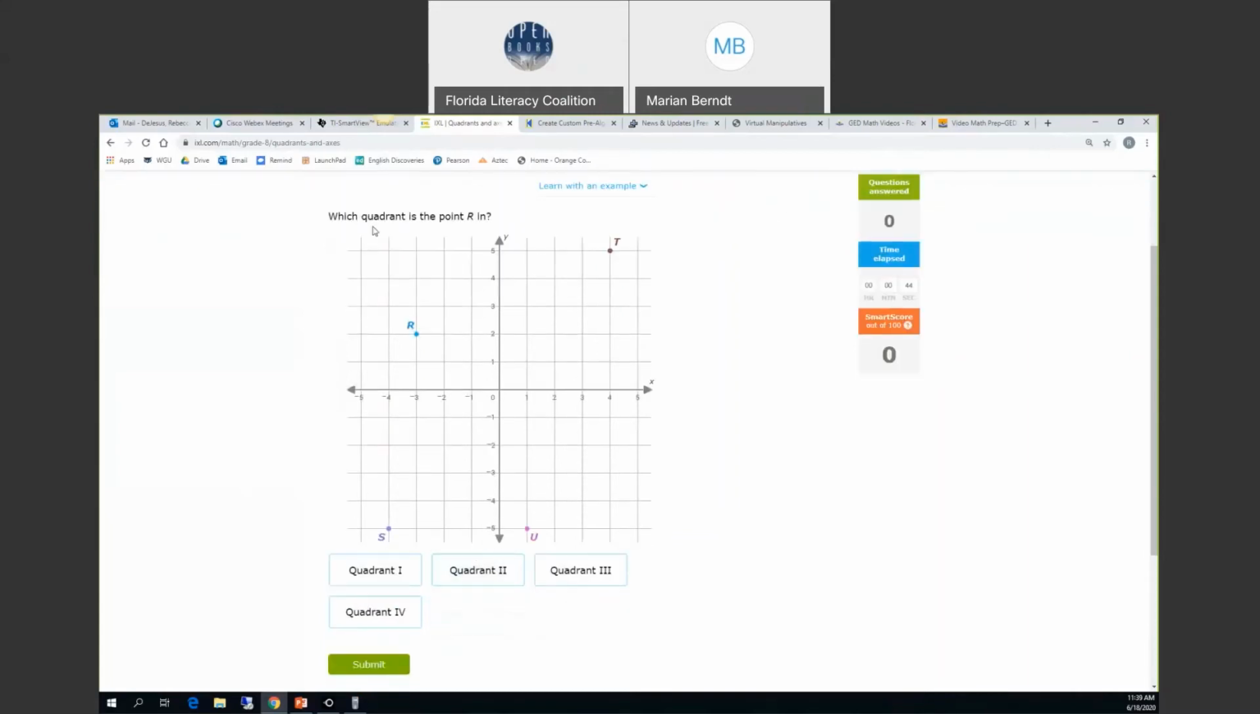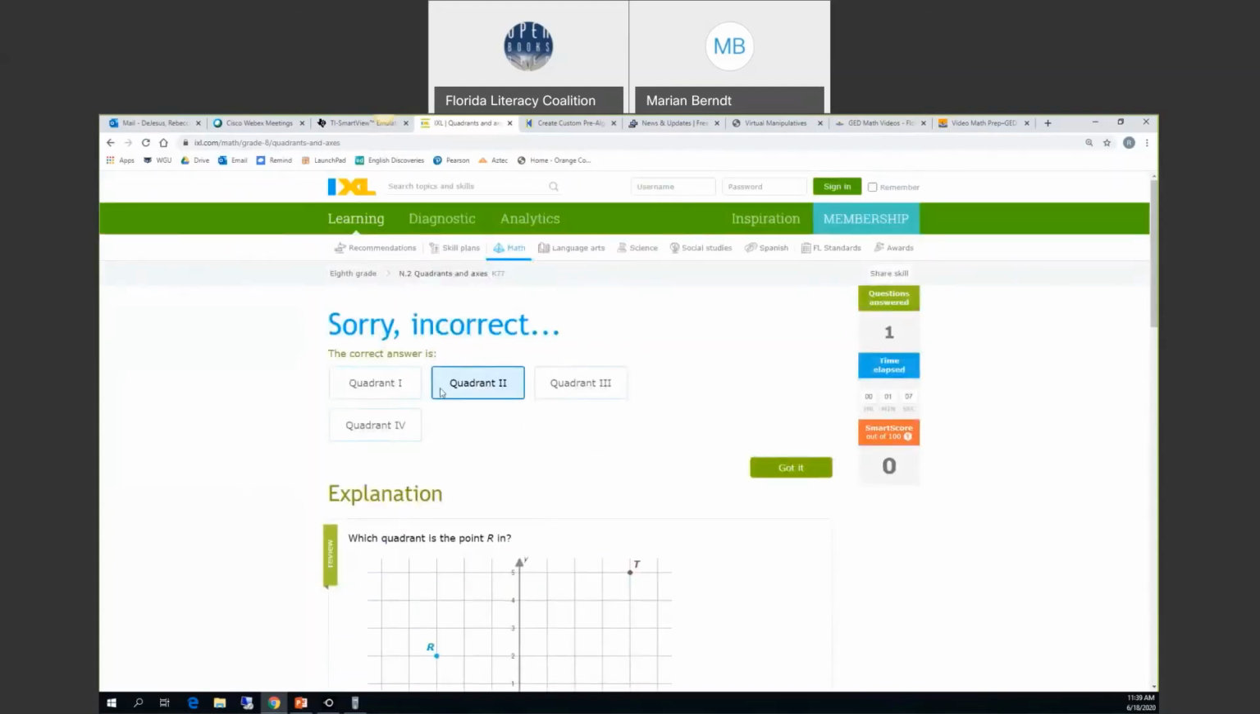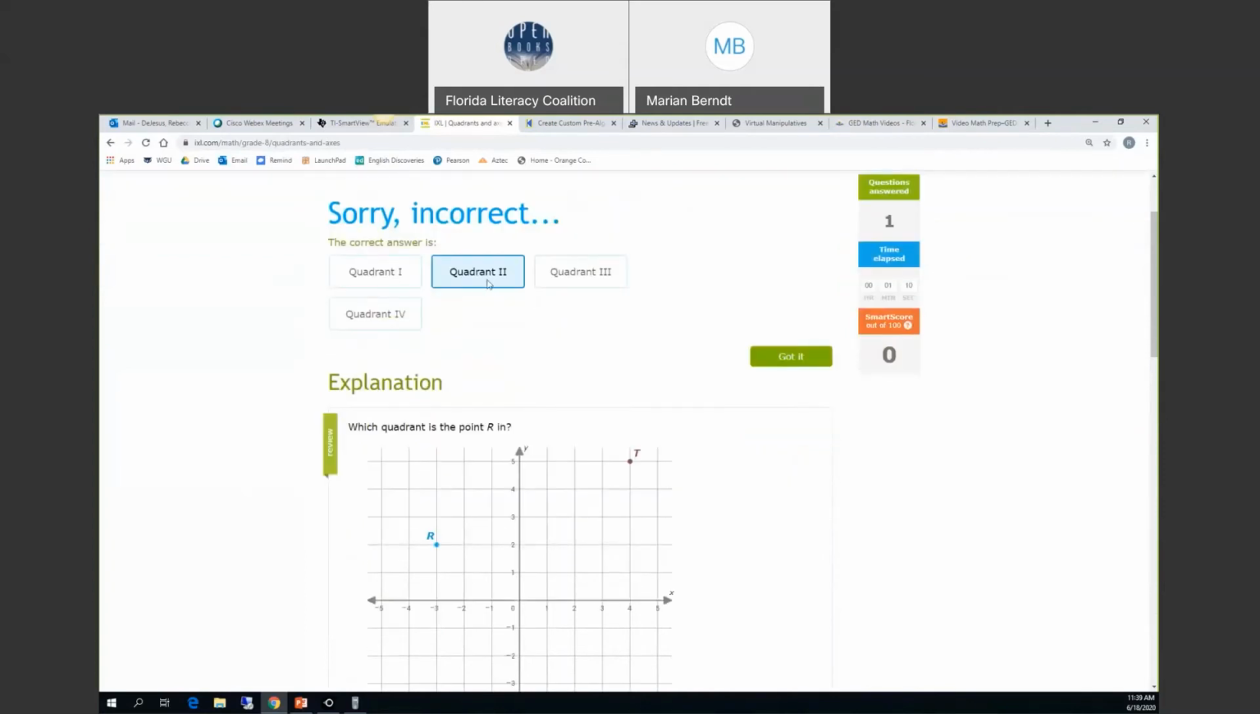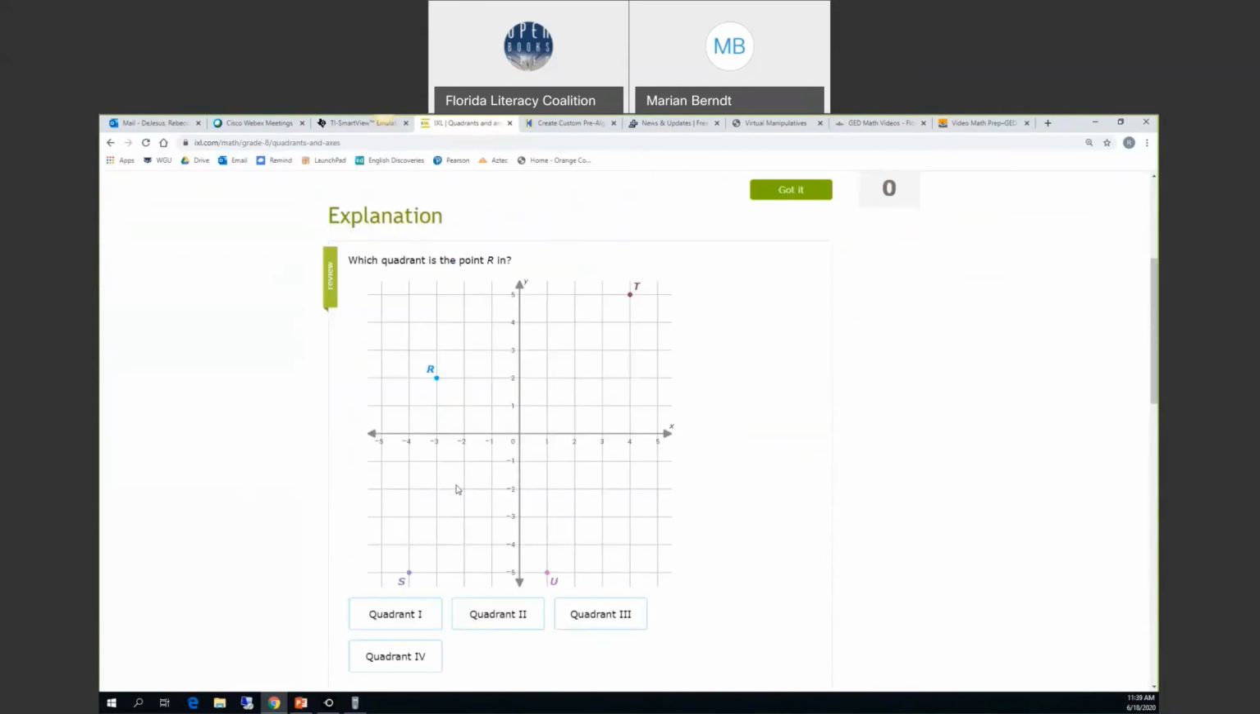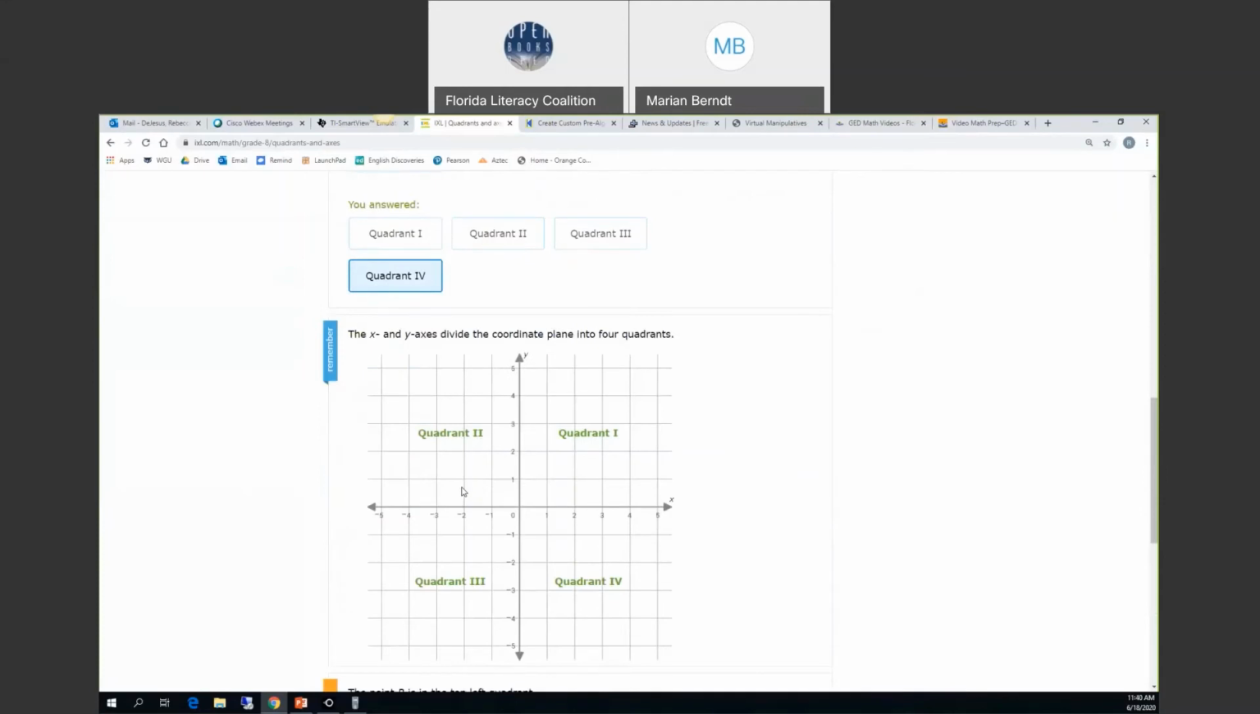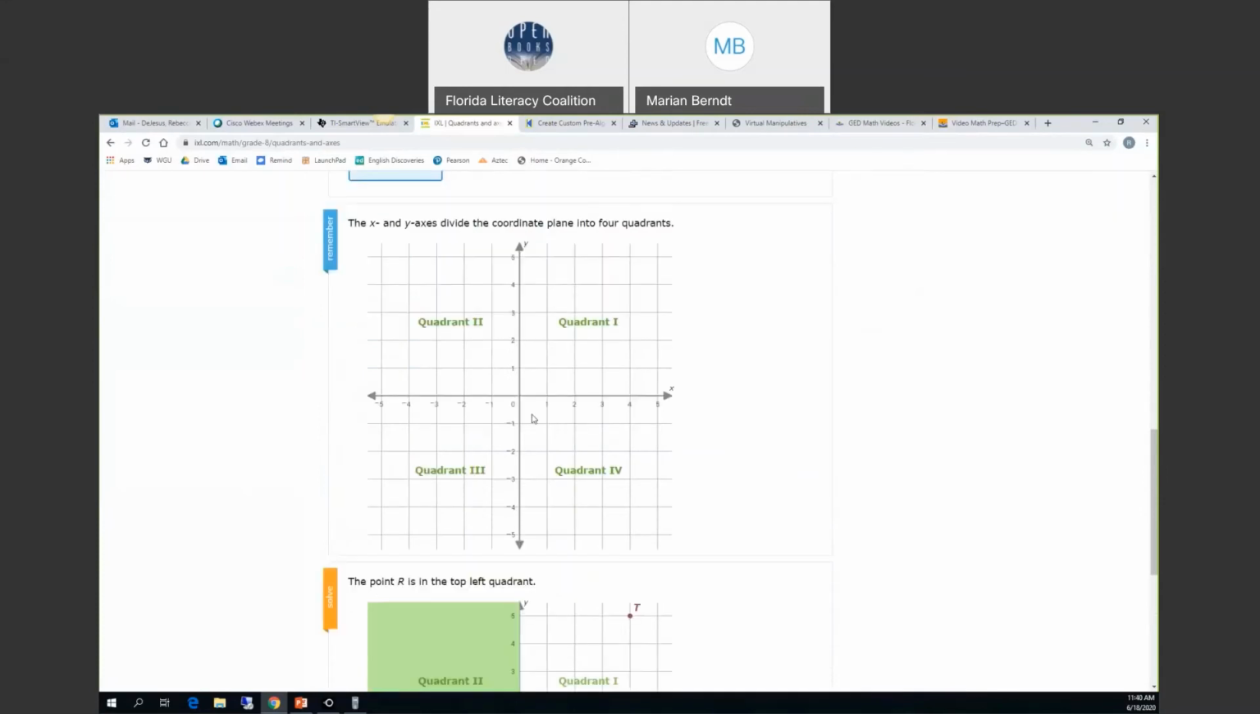So this question says, which quadrant is the point R in? So you've got R here, that's 2, right? So I'm going to get it wrong. I'm going to say 4. And just to show you what happens when you get it wrong, we know this is wrong. This is not the 4th quadrant. I'm going to submit it, and it's going to say, sorry, you're wrong. It's quadrant 2. Then it gives you a little bit of an explanation, reminds you what you said, and shows you what's correct. So that's why I really like it.